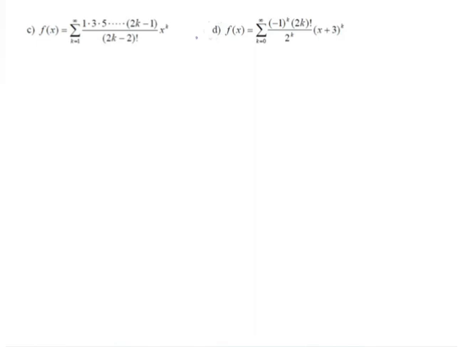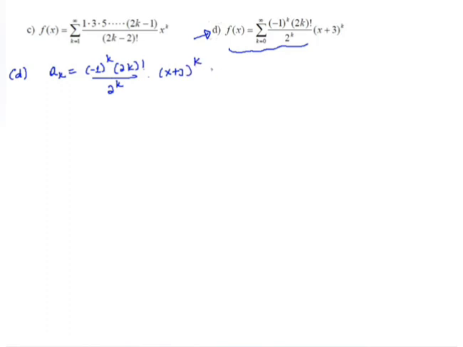Okay, እዚህ ሶስተኛ ጥያቄ ውስጥ የመጨረሻው function እዚህ d ውስጥ ያለው ነው. So we will see what the domain of this function looks like. ልክ ለሲ እንደሰራነው the k's term እንወስዳለን. The k's term in this series is -1 to the power of k times 2k factorial over 2 to the power of k times x plus 3 the whole to the k. No, this is the k's term.